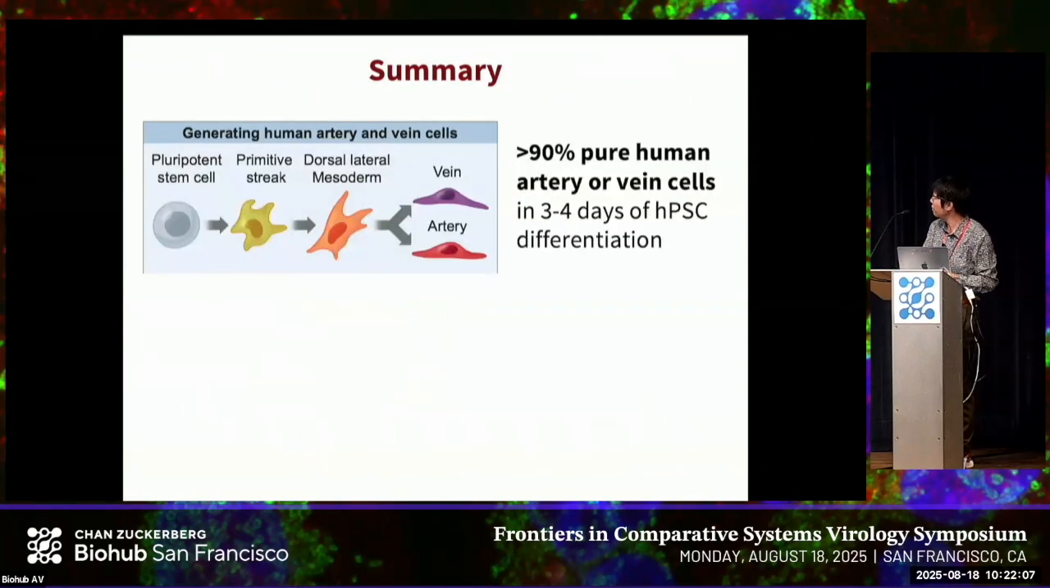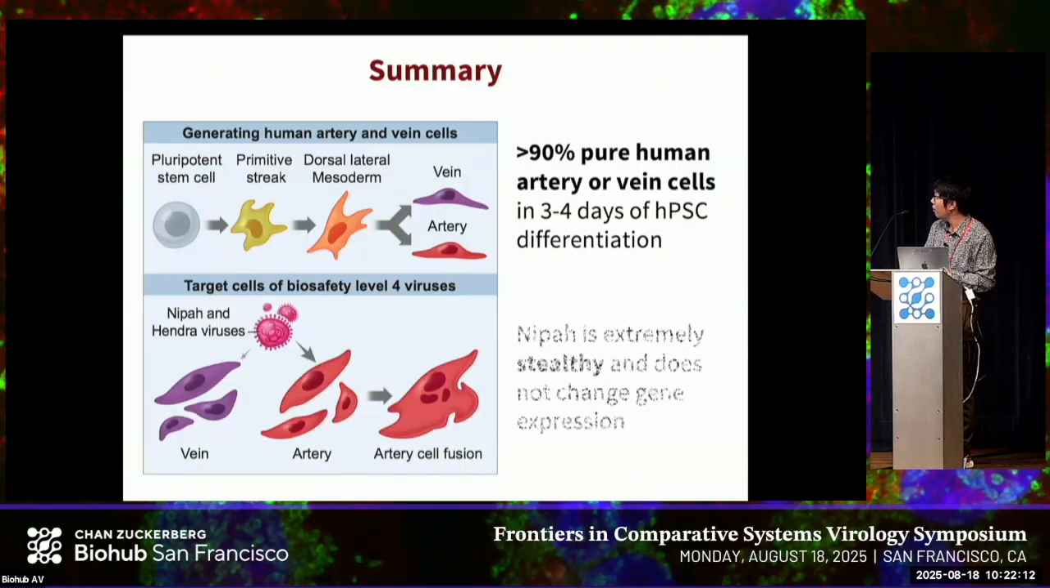So in summary, we've created over 90% pure artery or vein cells in 3 to 4 days of differentiation. We've used this to find that Nipah has this predilection for arteries and causes them to fuse together, but is incredibly stealthy in that the whole process of fusing and replication doesn't really change gene expression.